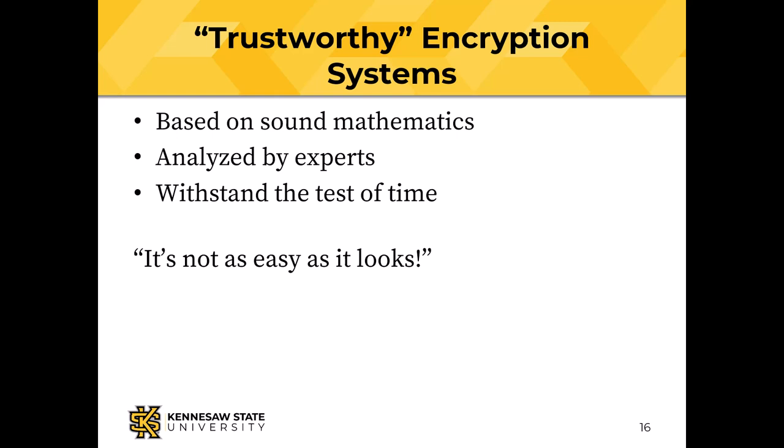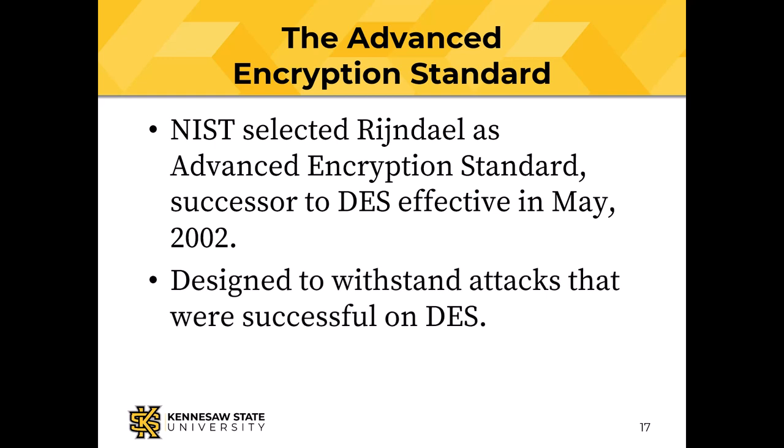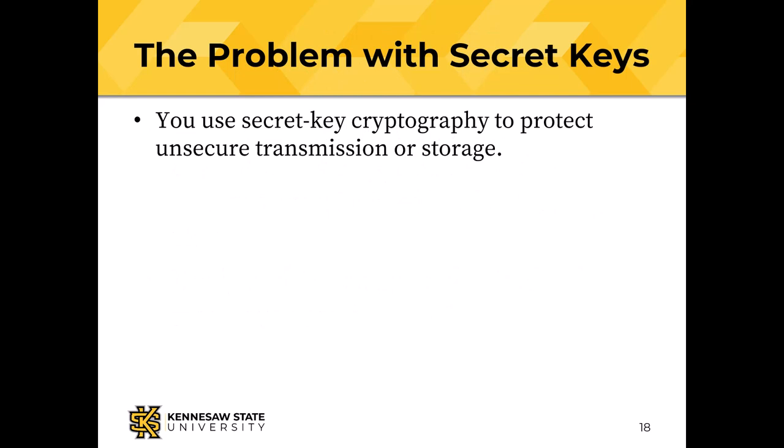When you pick a crypto system, pick one that has withstood that test of time. We had this thing called the Data Encryption Standard for many years. The Data Encryption Standard has some weaknesses. It is breakable, and it's now breakable in a reasonable amount of time. The National Institute of Standards and Technology, formerly called the National Bureau of Standards, held a contest to select the successor to the Data Encryption Standard, something that was then called the Rijndael algorithm, made out of parts of the names of the two guys who devised it. It's now called the Advanced Encryption Standard, and it has been a U.S. standard since 2002. The Advanced Encryption Standard was designed to withstand those attacks that were successful on the Data Encryption Standard.